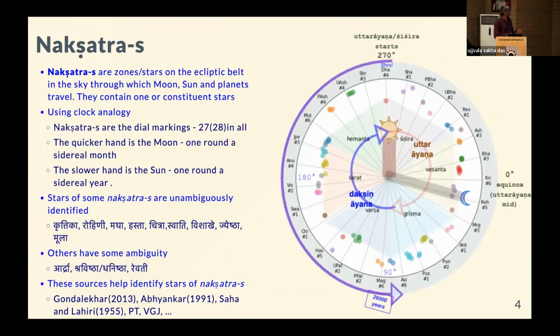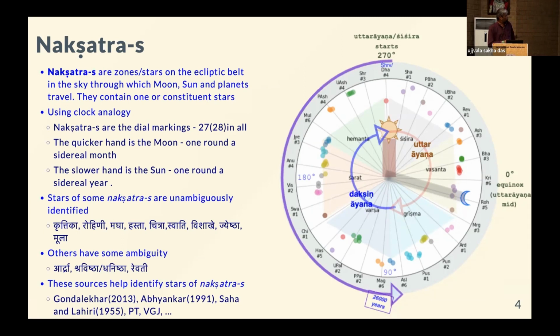A slightly busy slide, but the other thing you want to understand is what nakṣatras are. I've been struggling to try to answer that, but you can think of them as zones in the sky, and also you can think of them as stars in that zone of the sky. The zones are the stars in the ecliptic belt. The ecliptic belt is a belt in the sky through which the sun, moon, and the planets pass. They don't pass through everywhere, but through a small belt in the sky, and the belt contains one or more constituent stars.